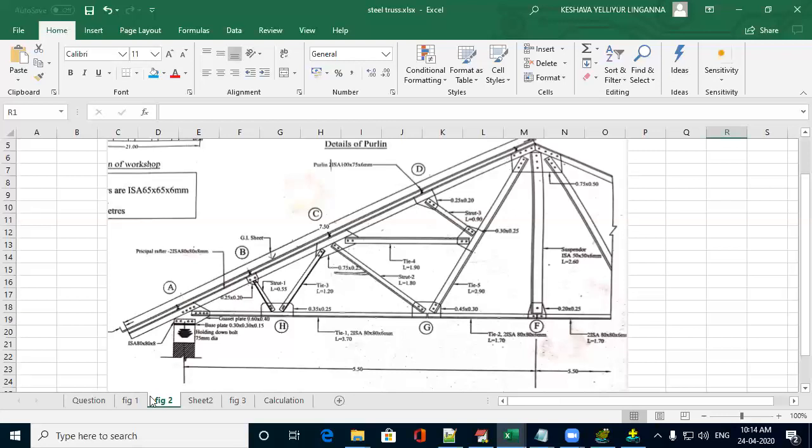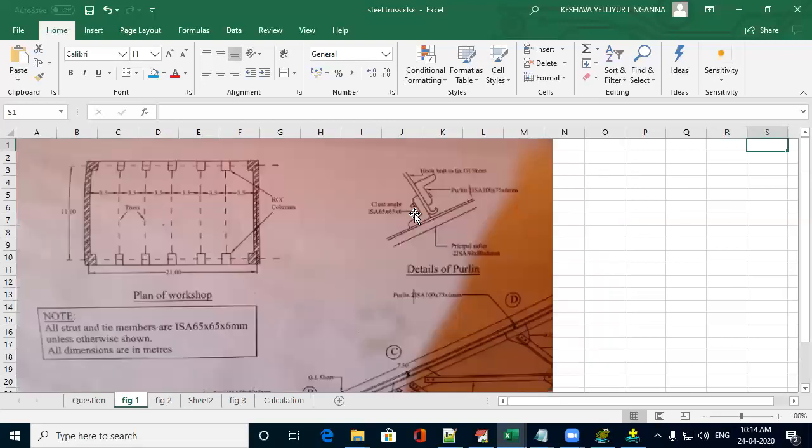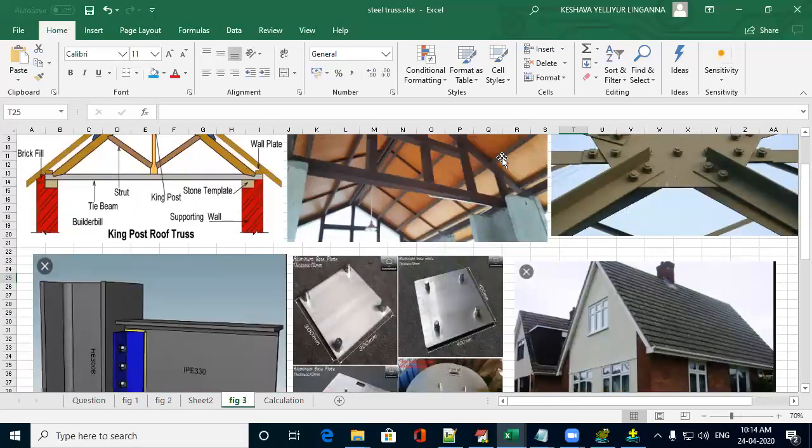So now I'll show you here. See, this is a cleat angle. It will be used like this to connect. This is a principal rafter. This is a rafter, an inclined member, and the purlins will run perpendicular to it. To connect these two, with the hook, this cleat angle will be used like this. In the diagram I'll show you. This is a rafter and this is a purlin. At this point, a cleat angle will be used.